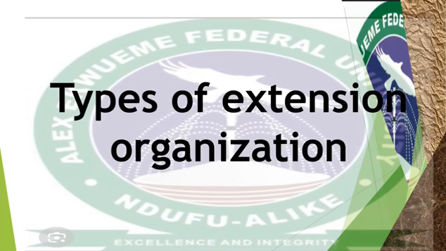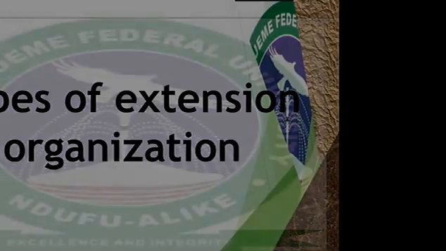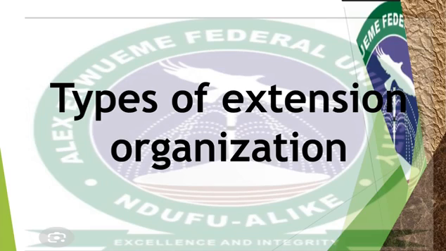Organization will include the following types: cooperative extension service, for example, as it is practiced in the United States of America, the ministry-based extension service, commodity-based extension service, community development-based extension service, and integrated rural development extension service.